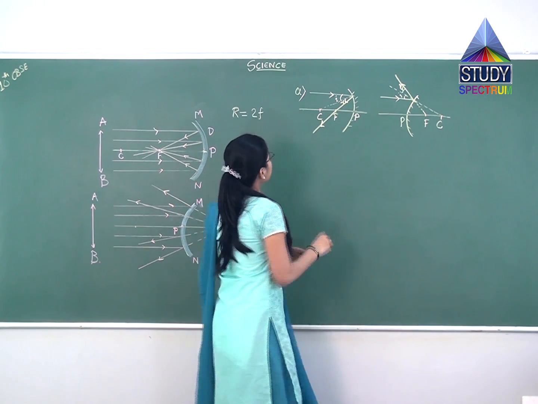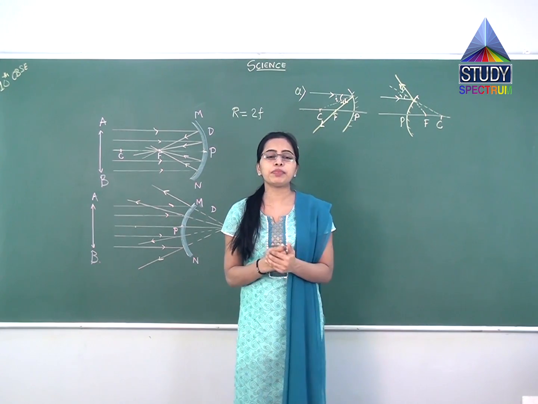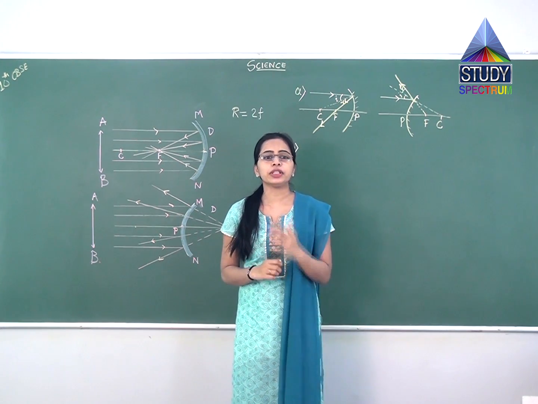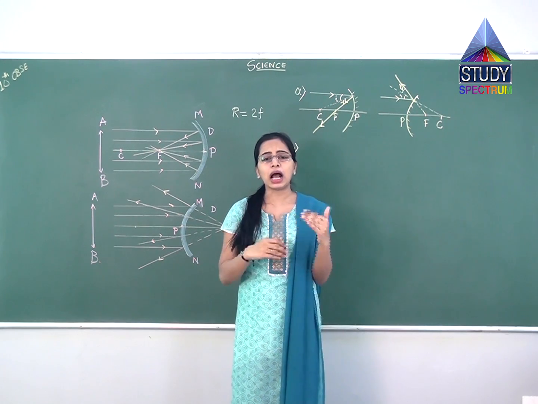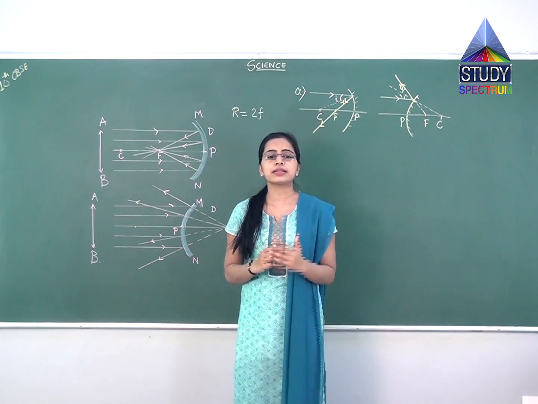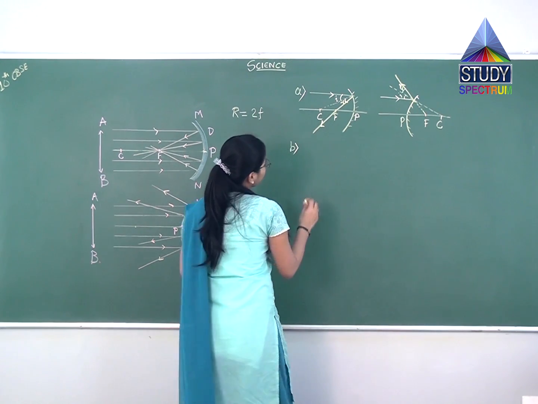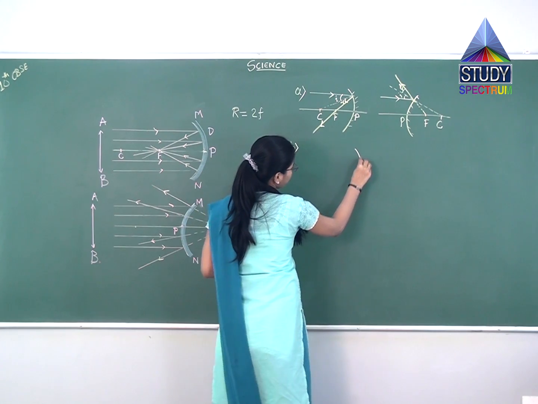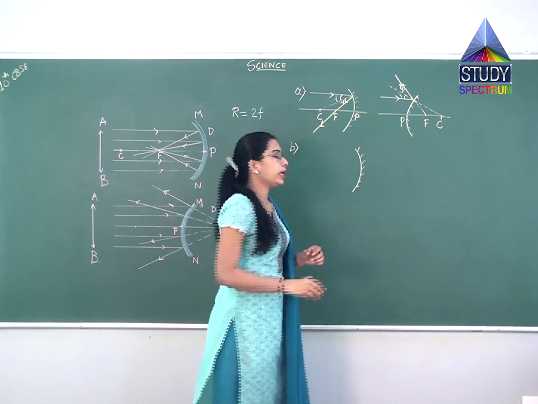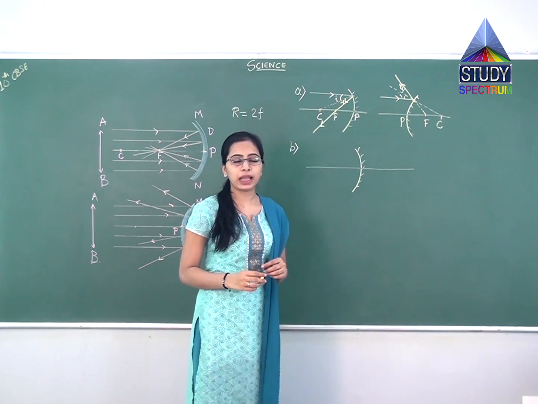Now in the second case, a ray passing through the principal focus of a concave mirror, or a ray which is directed toward the principal focus of a convex mirror, after reflection will emerge parallel to the principal axis. This I will show you by figure. Now you can see here again I am taking a concave mirror. Here you have your principal axis.